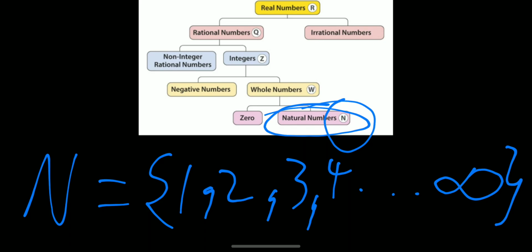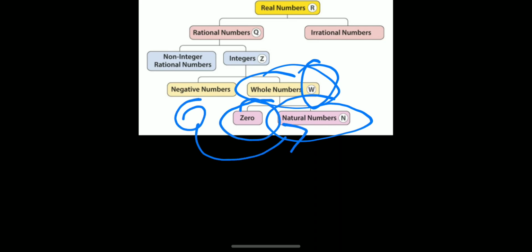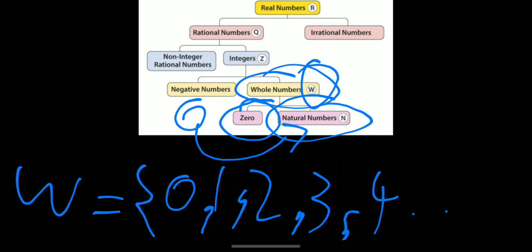Now let's discuss whole numbers. The whole numbers are denoted by W. Natural numbers included with 0 are called whole numbers. The whole numbers are 0, 1, 2, 3, 4, and so on up to infinity.